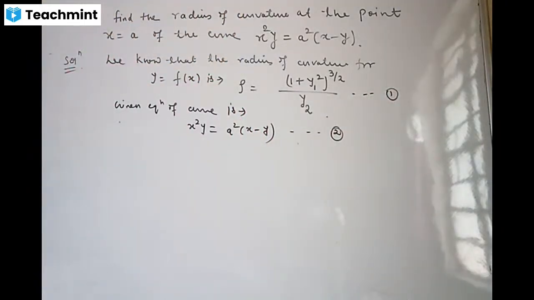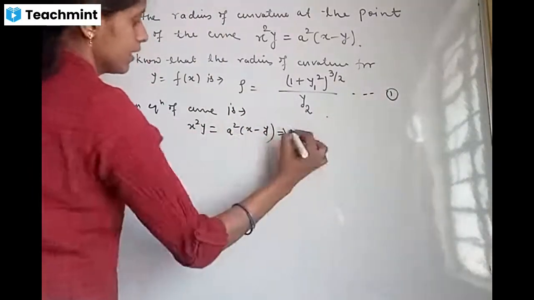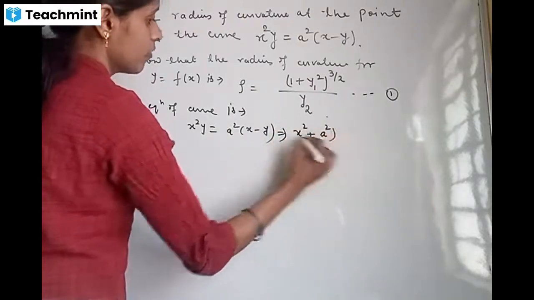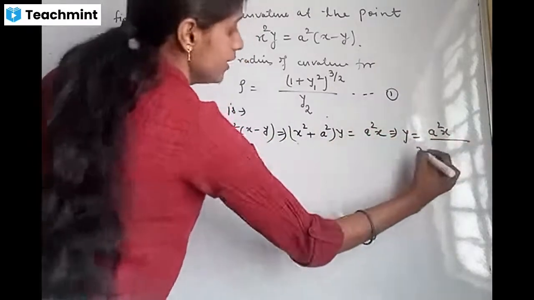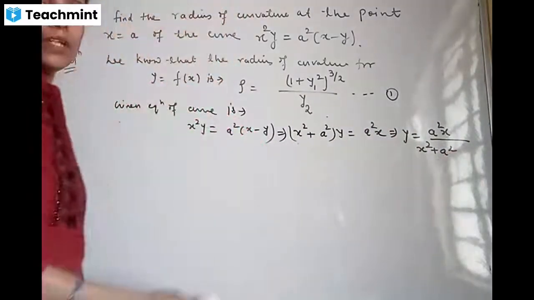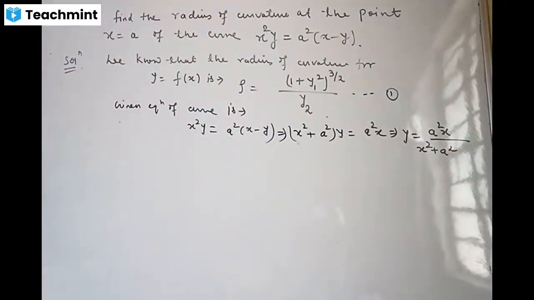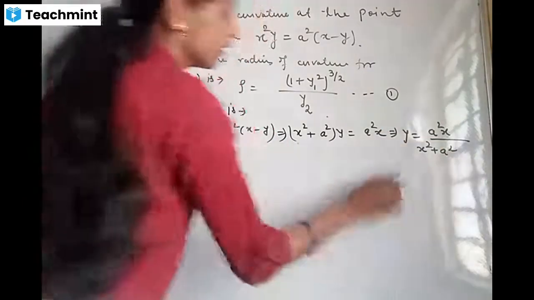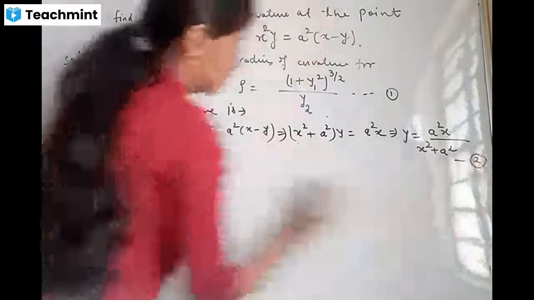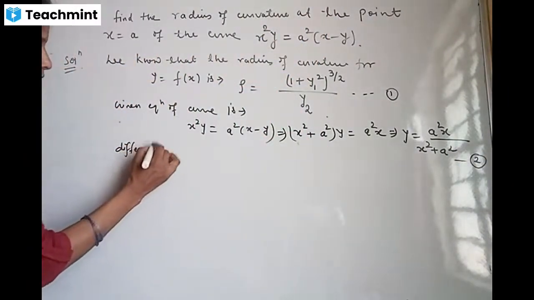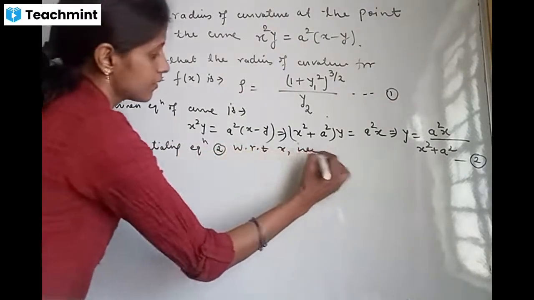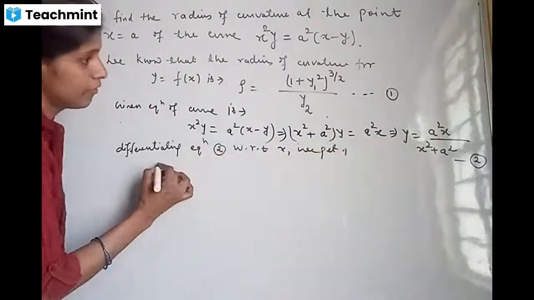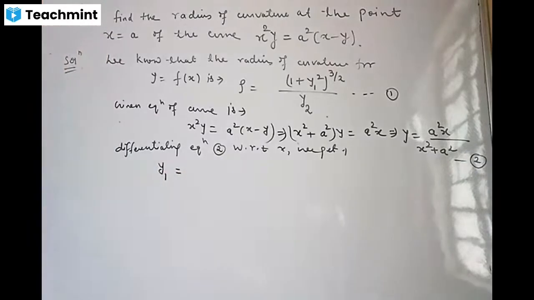So now differentiating 2. First we generate this in terms of y. So what we get? x square plus a square times y equal to a square x, and this will give you y equal to what? a square x divided by x square plus a square. Okay, so we are getting this value here in terms of y only. So now I am going to differentiate this one. So put this as equation number 2. Now differentiating equation 2 with respect to x. So what we get while differentiating with respect to x? We have y1 on the left hand side. What about the right hand side, girls?